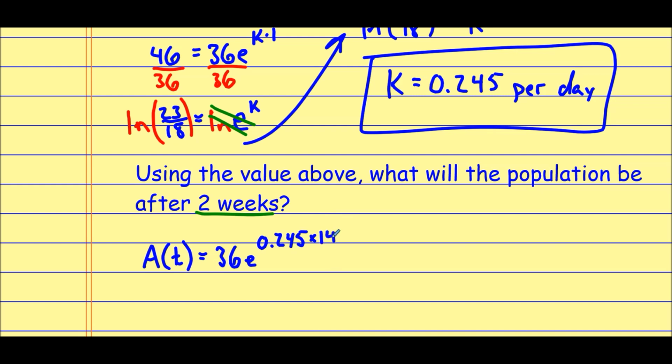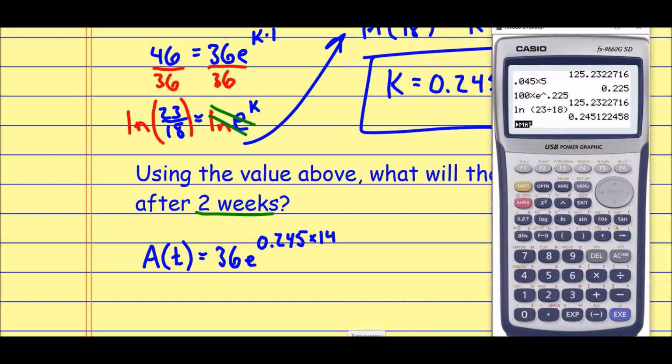And now this becomes a job for my calculator. Once again, if you want to punch that exponent in first, that is fine. If you want to do it all in one shot, you need parentheses around it, so I'll do 36 times e to the parenthesis 0.245 times 14. And it gives me, if I round to the nearest whole number, since it's a population, 1,112.